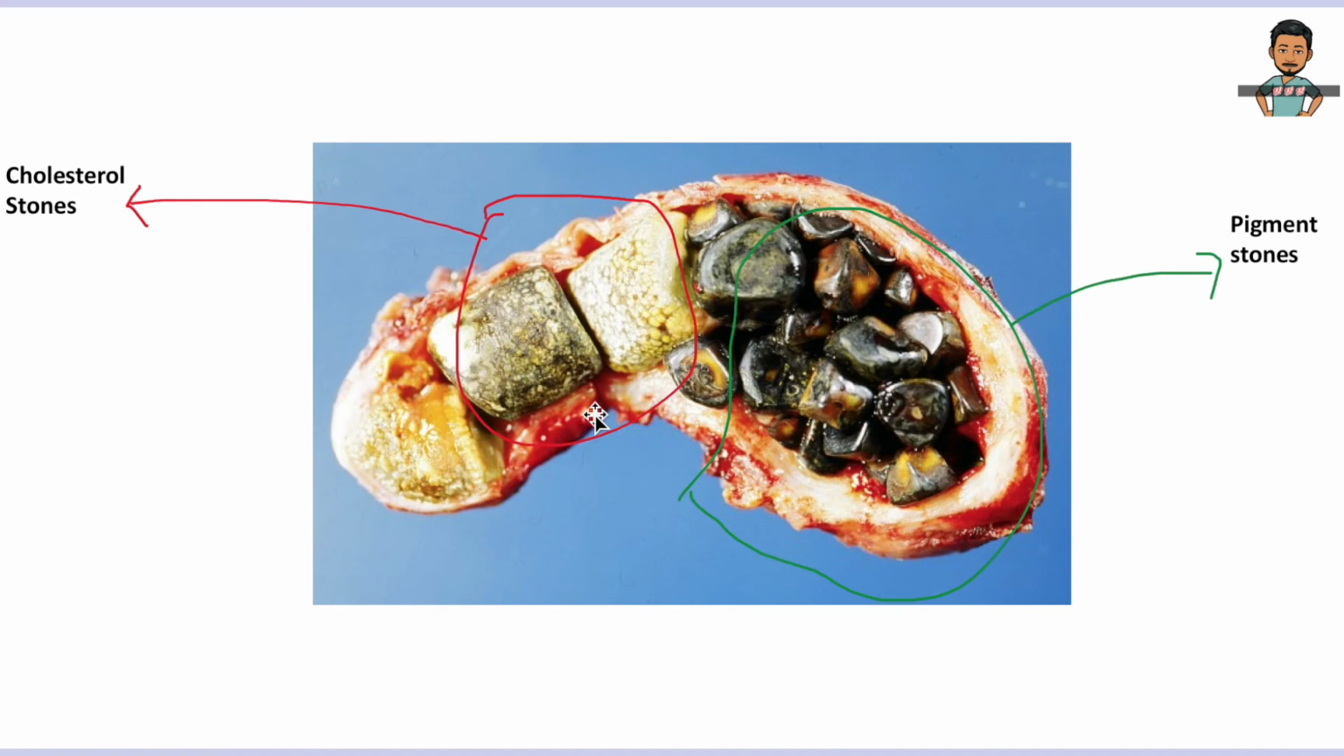You can see this yellow stone over here is a cholesterol stone. That's what it looks like grossly. And these black greenish stones are pigment stones. This is a real gallbladder, and you can see there's many stones. So this patient must have had some chronic predisposition to gallstones.